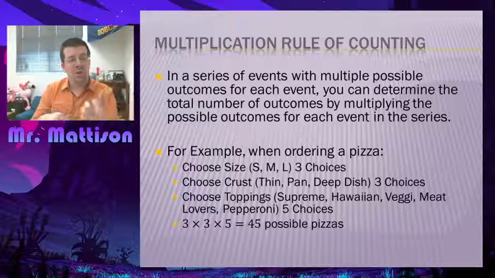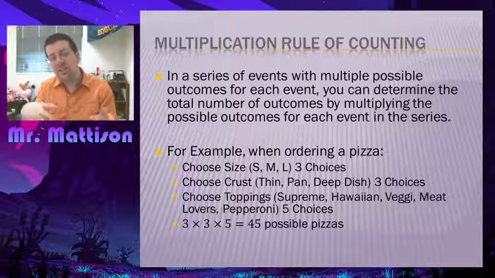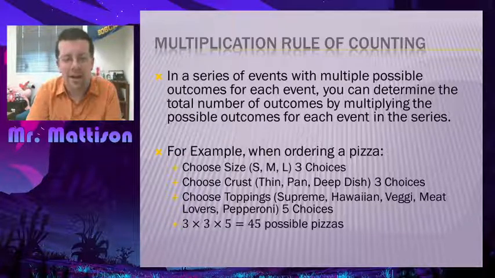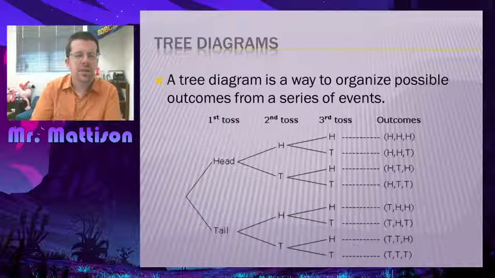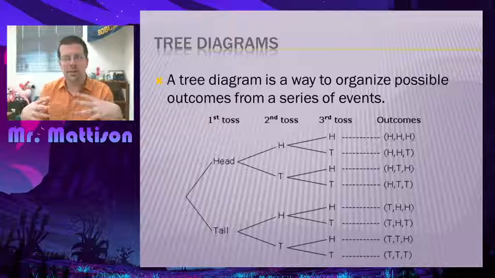So what this allows us to do is say, well, there's 3 sizes, 3 crusts, 5 toppings. I just multiply all of those out, 3 times 3 times 5, and I get 45 possible options for pizzas. And that's it. It makes it super easy and fast for us to find our number of options by using that counting rule.